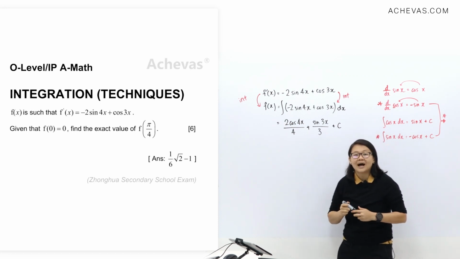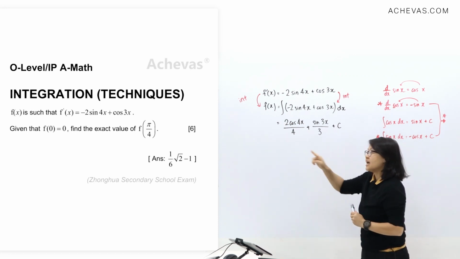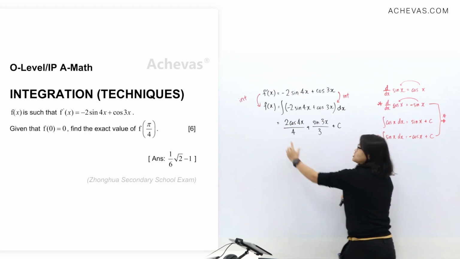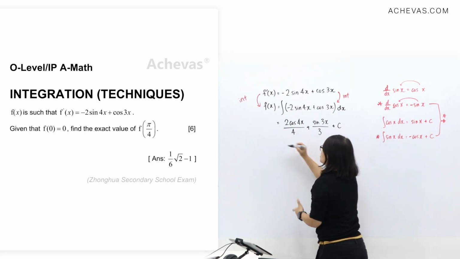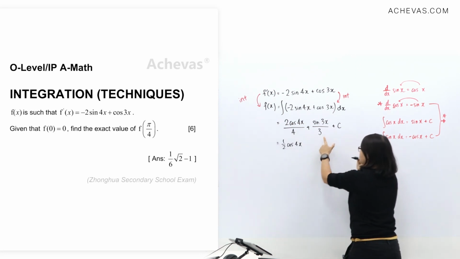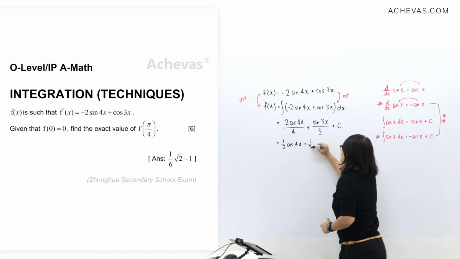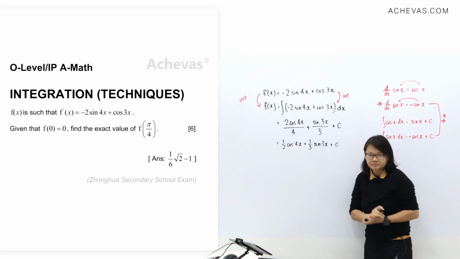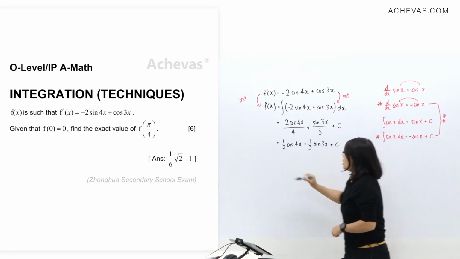So that's the reason why you are given extra information, f(0) = 0. I'm going to use that, but before I use that, let me just lower down this 2 over 4 to 1/2 cos 4x. And I'm going to pull out this fraction, 1/3, and write sin 3x plus c.